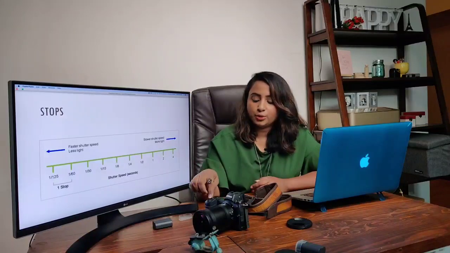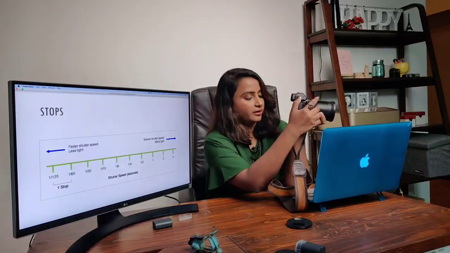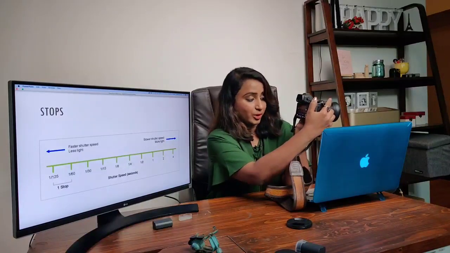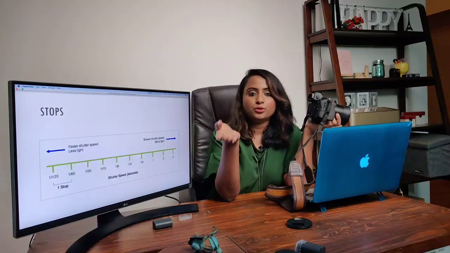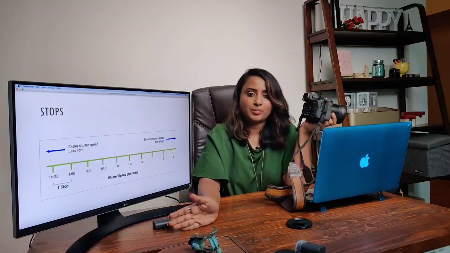each full stop has 3 intermediate stops in it, right? So you can just count 3 times when you're changing the shutter speed. Let's say you're at 1 by 400 and I change it once, it becomes 1 by 500, twice it becomes 1 by 640, and thrice is 1 by 800. So you know that if 1 by 400 was the initial value, if you want to decrease by 1 stop, it should ideally become 1 by 800.